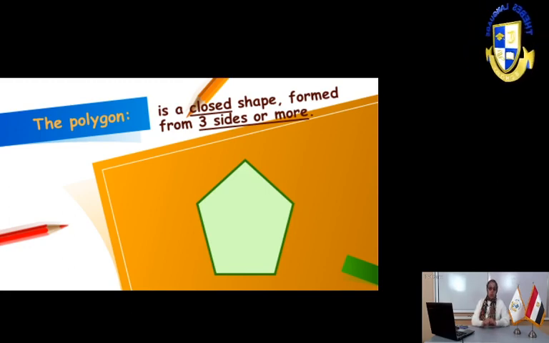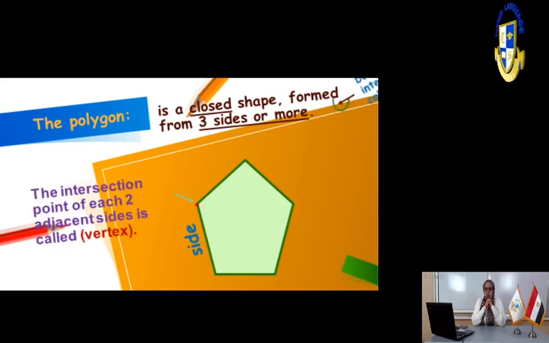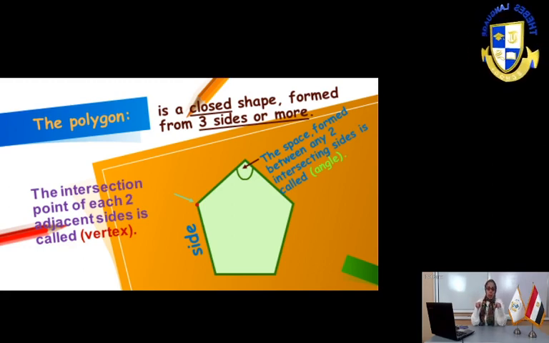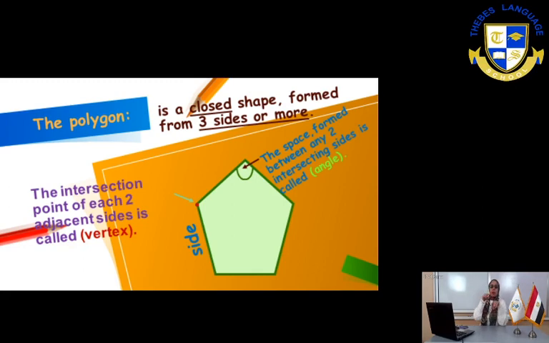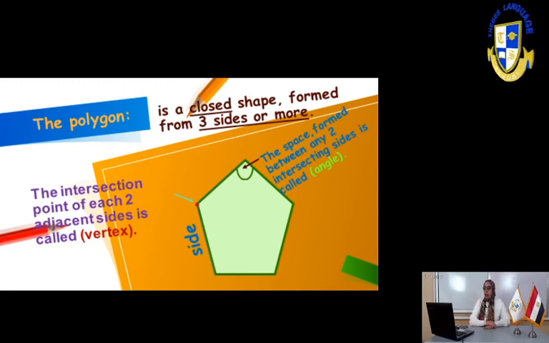And each 2 sides intersect at one point. This point we call a vertex. So the vertex is the intersection point of each 2 adjacent sides. And between any 2 sides, there is a space when they intersect at one point. This space, we said before, is an angle.